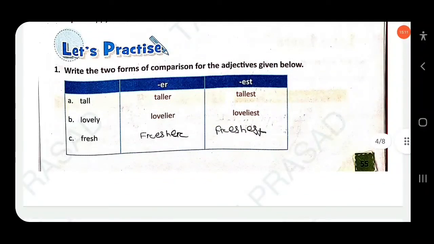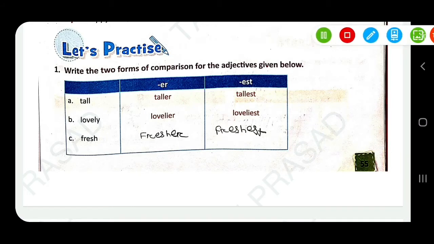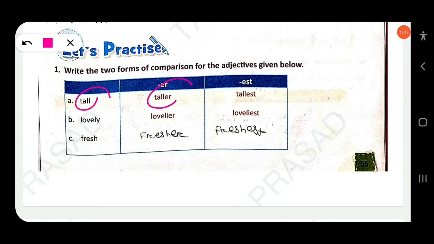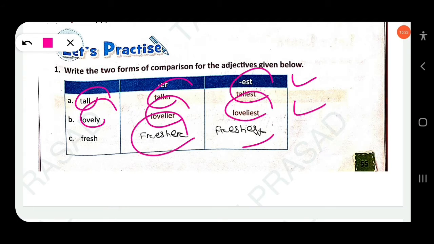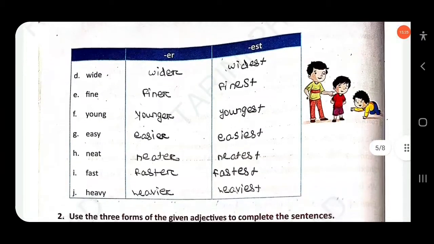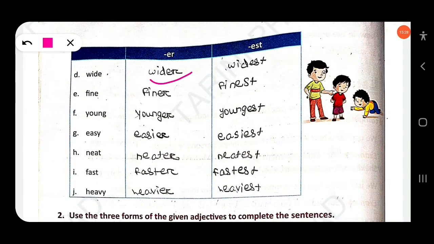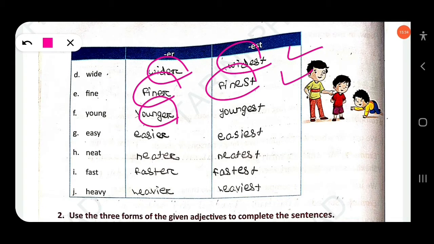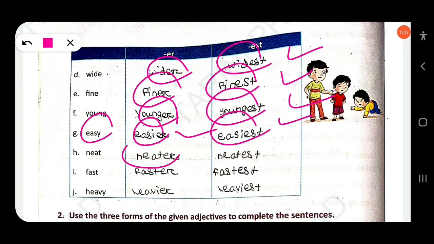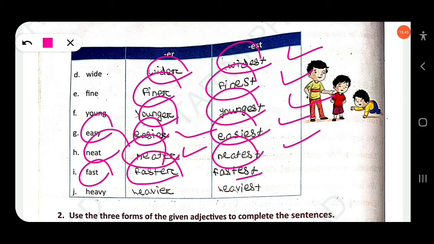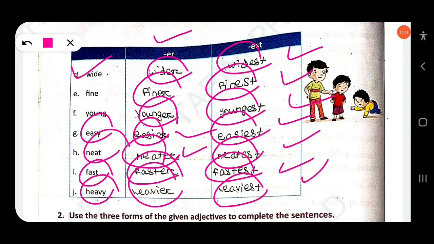So here write the two forms of comparison for the adjectives given below. So here tall, taller and also tallest. Similarly lovely, lovelier, loveliest. Fresh, fresher, freshest. Then next, wide, wider, widest. Then similarly fine, finer, finest. Young, younger, youngest. Easy, easier, easiest. Then neat, neater, neatest. Similarly fast, faster, fastest. Heavy, heavier, heaviest. This is positive, this is comparative and this is superlative.